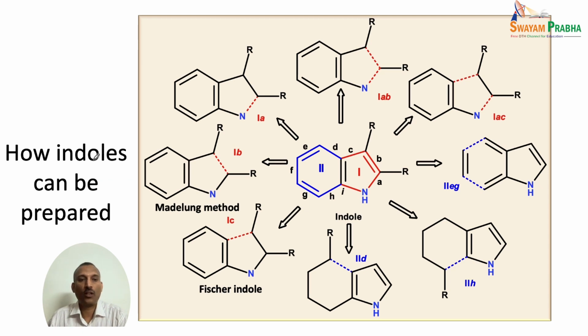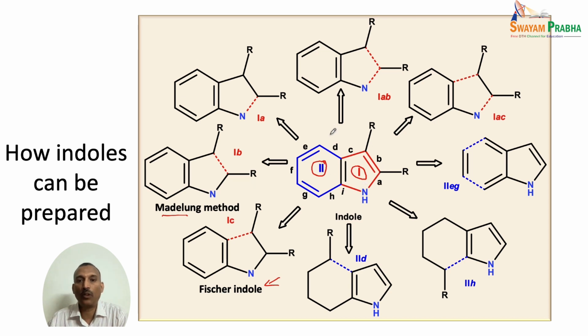So there are lots of methods by which indole can be prepared, and we will be mainly focusing on only 2 reactions, that is the Fischer indole method and the Madelung method. Other methods are actually given here. We have given 2 rings because indole has 2 rings. The heterocyclic 5-membered ring is given the number 1, and the 6-membered benzene ring is given number 2. So we have various bonds.